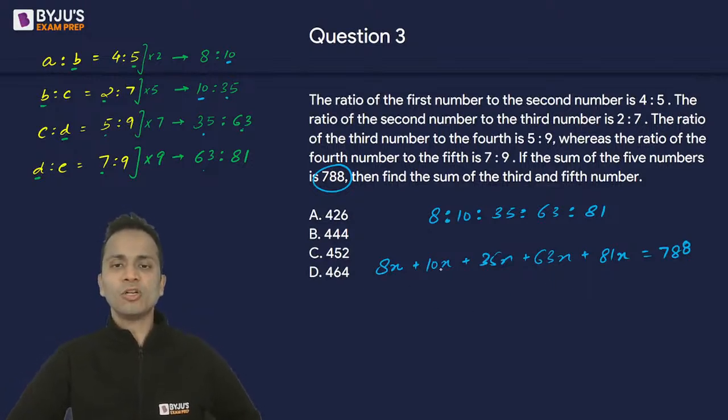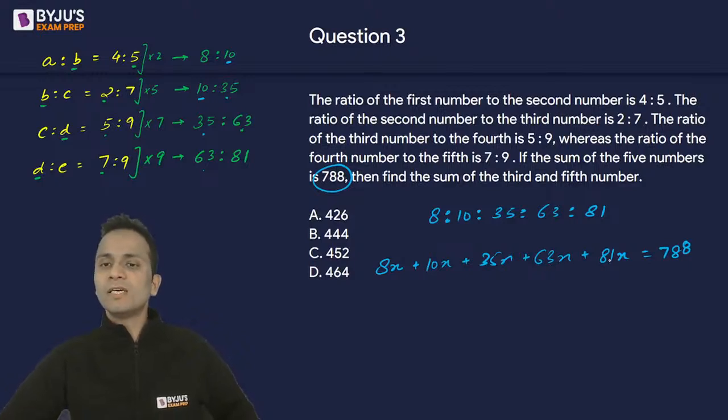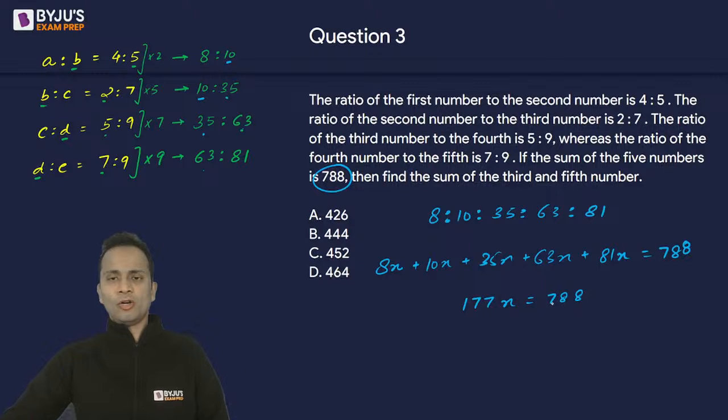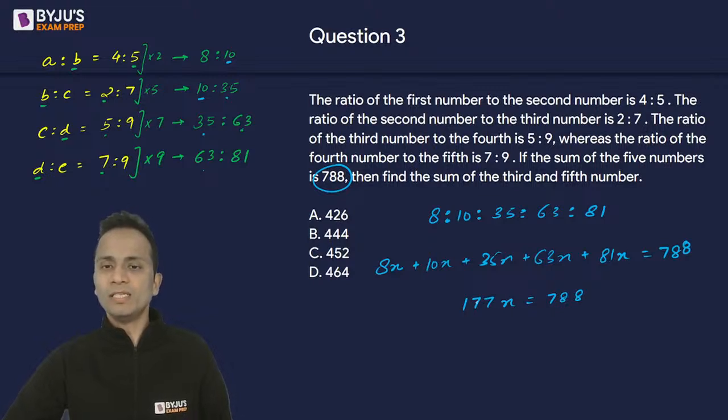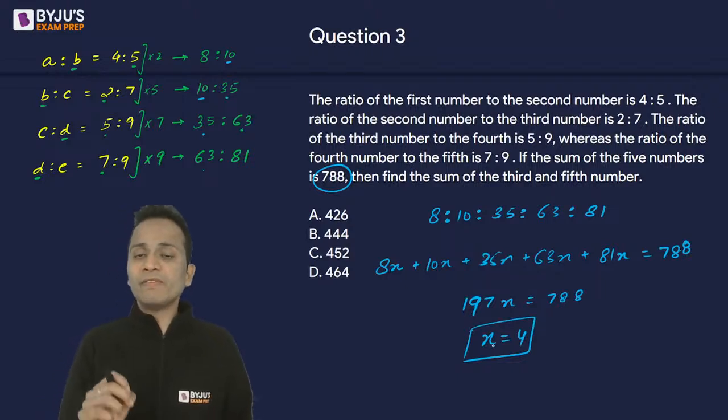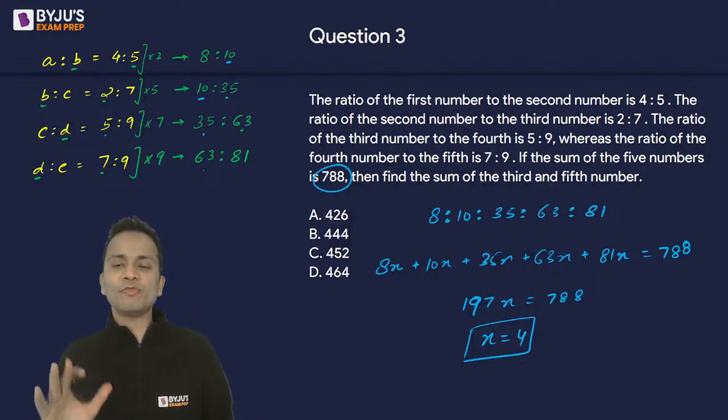On the left hand side, I can add 8 and 10 is 18, and 35 is 53, and 63 is 116, and 81 is 197. Let me check the calculations. So 197x is equal to 788. From here I'll get the value of x as 4. So 197x is equal to 788, getting the value of x as 4.